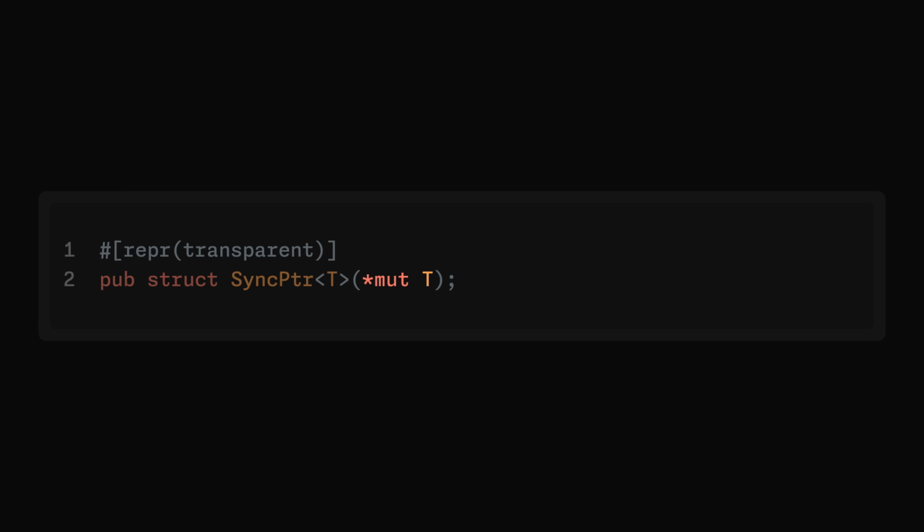But typical safe Rust will not let you give a raw pointer to another thread. Raw pointers are deliberately not Send and not Sync. Being Send means a value is safe to move between threads, and being Sync means a value can safely be accessed by multiple threads.